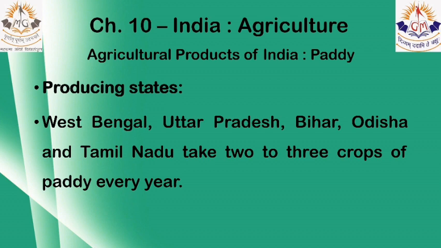Uttar Pradesh, because Ganga, Yamuna and all the Himalayan rivers pass through Uttar Pradesh, making the soil quite rich, fertile, with lots of availability of water. That is why they grow more, or they take more crops of paddy.